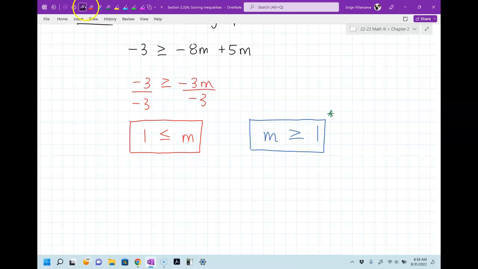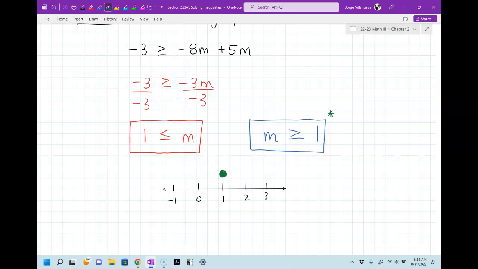So let's go ahead and graph this thing. Put it on a number line. So in the middle, I'm going to put the number 1, and then 2, and then 3. Below 1 is 0 and -1. What kind of circle do I put at 1? A solid or an open? Solid, right? It's greater than or equal to. So solid circle. I'm going to color it in.